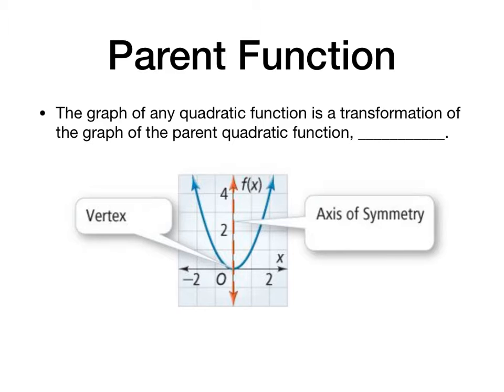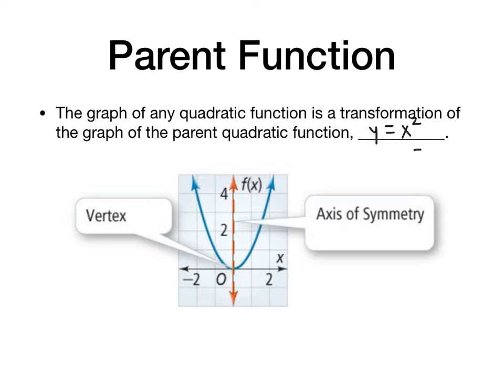So the graph of any quadratic is a transformation of the graph of the parent function. The parent function of a parabola is going to be y is equal to x squared. This is what your standard parabola is going to look like. And any other equation that has x squared is just going to be a transformation of this parent function. So this is the parent function graph.